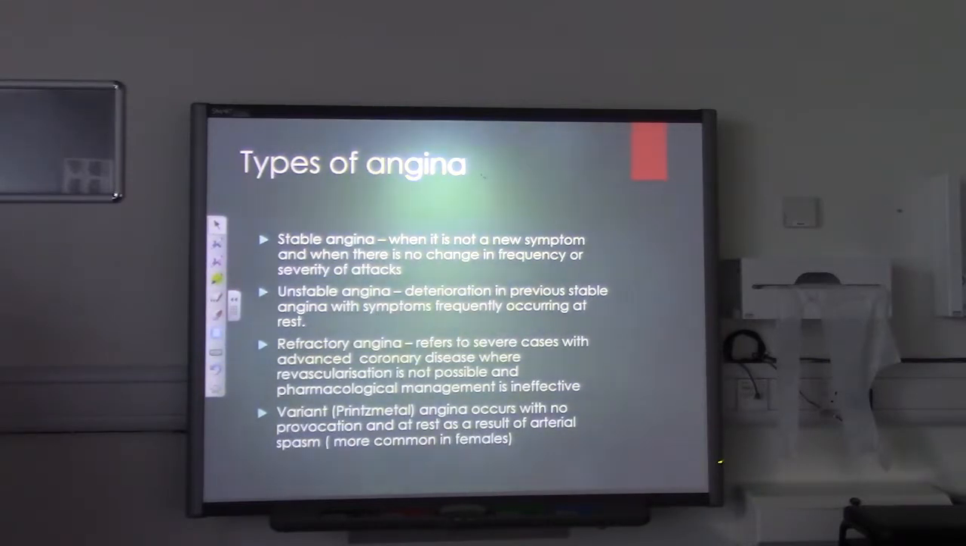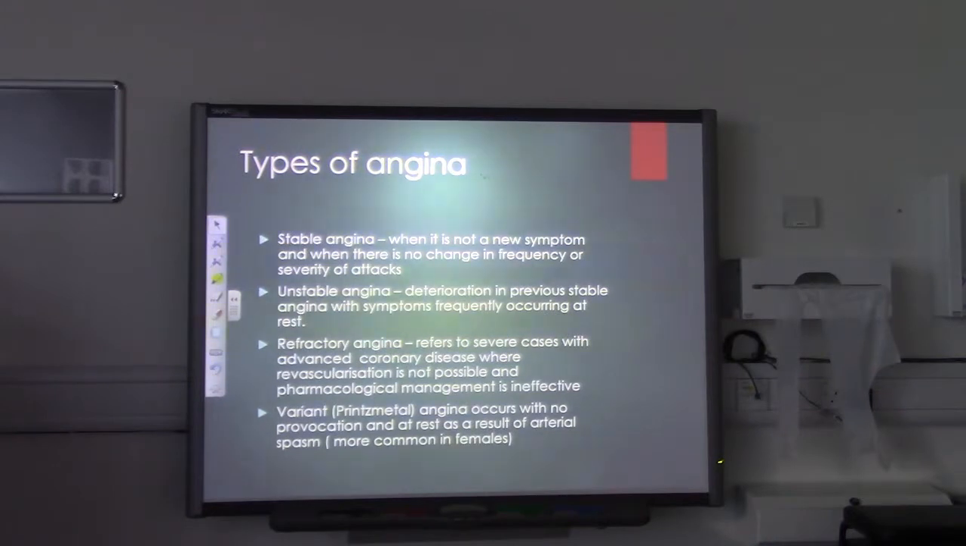Refractory angina, this is the real challenge for the clinician, and this refers to severe cases with advanced coronary disease where revascularization is not possible and pharmacological management is ineffective. It's interesting to note, however, that the mortality rates for this group are no greater than any of the others. However, the major problem here is the impaired quality of life that these patients experience.